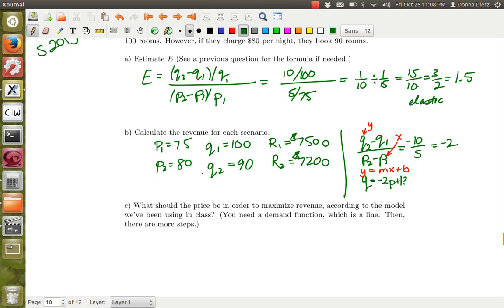And plus what? We want to find b. Well, we just plug in one of these points and we figure this out. So we just say, okay, I'm going to start writing over here now. Q, I'm going to just use this right there. I'm going to use Q is 100 equals -2 times 75 plus this piece that's missing.